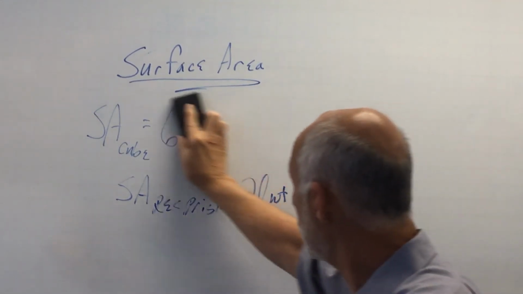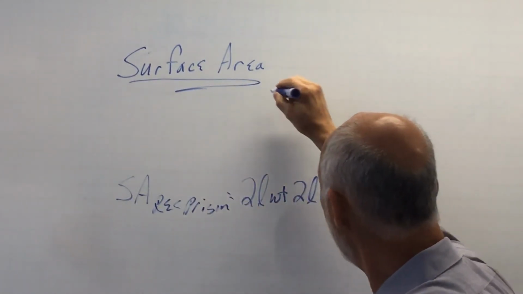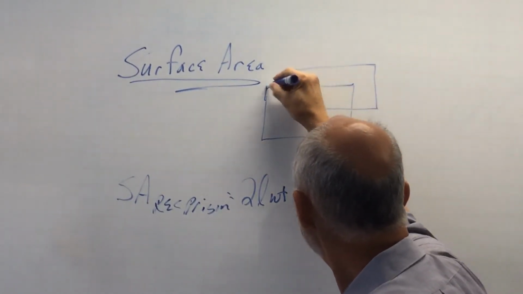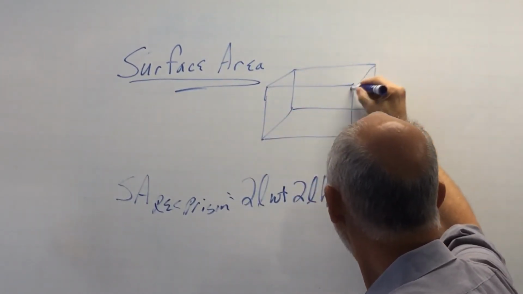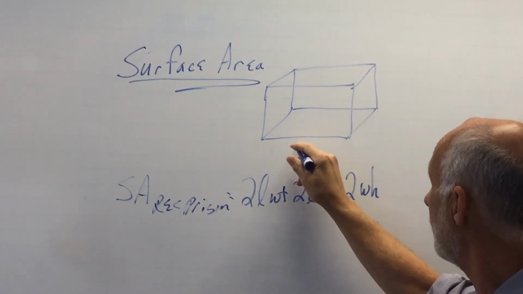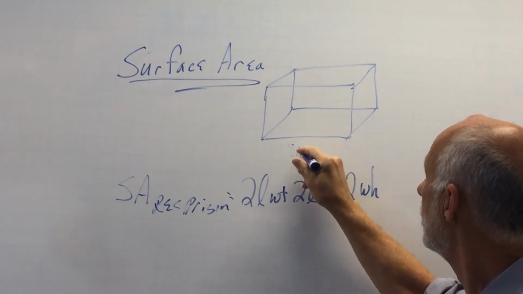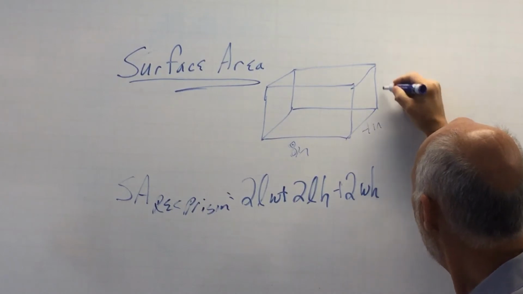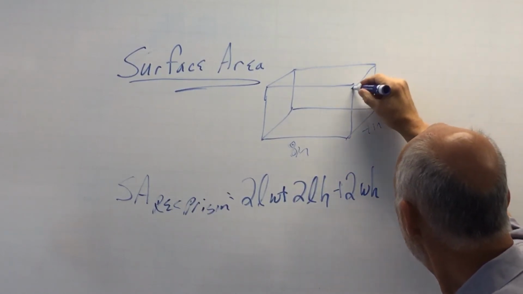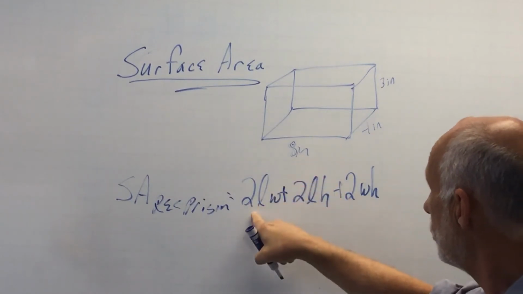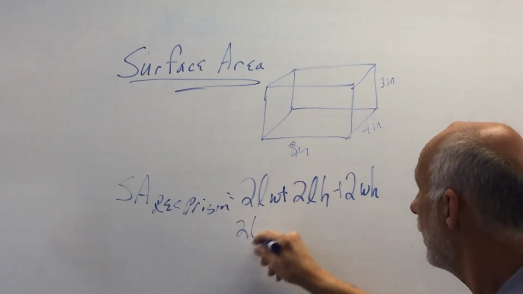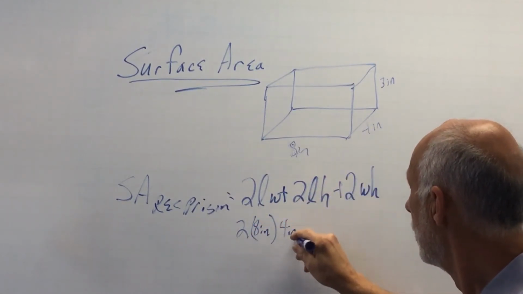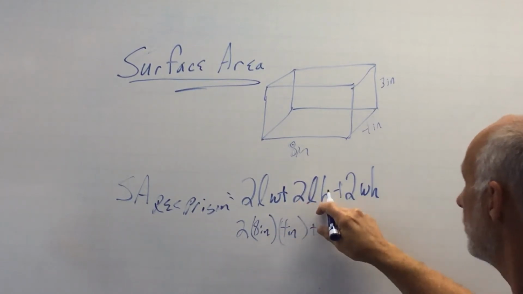So if I was to give you a rectangular prism, and I was to tell you that the length was maybe about 8 inches, and the width was 4 inches, and the height was 3 inches, then I could do 2 length times width, which would be 2 times 8 inches times 4 inches, plus 2 times length times height.